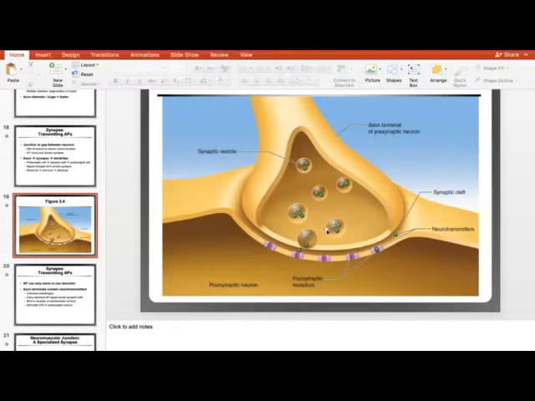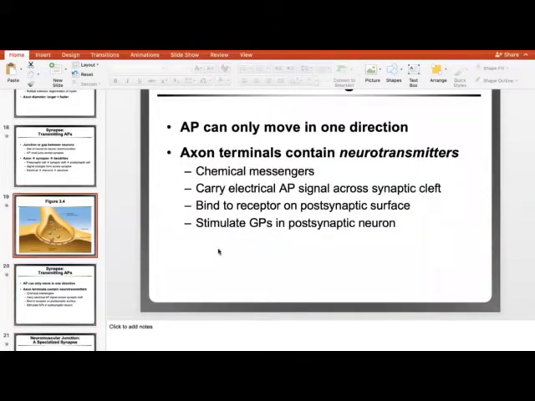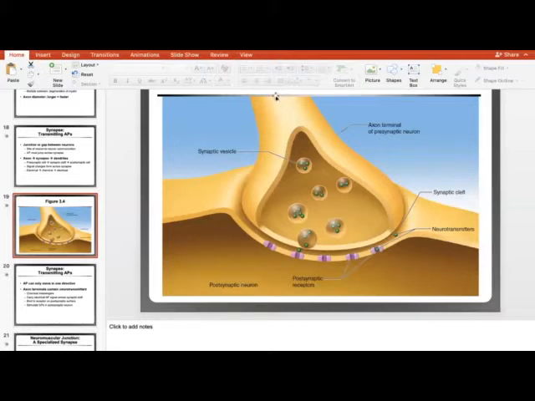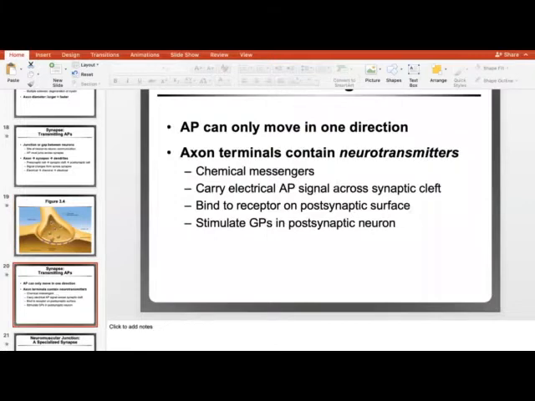But when this interaction happens high enough and it creates a high enough electrical change within the muscle fiber, then the muscle contraction can propagate. This action potential can't go this way. The action potential comes down only in one direction, and it releases these neurotransmitters, dopamine, acetylcholine, and these are chemical messengers that carry the electrical signal, bind onto the postsynaptic surface, and stimulate another graded potential in that postsynaptic neuron.